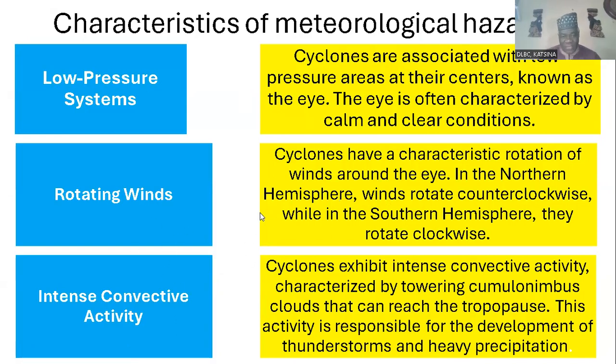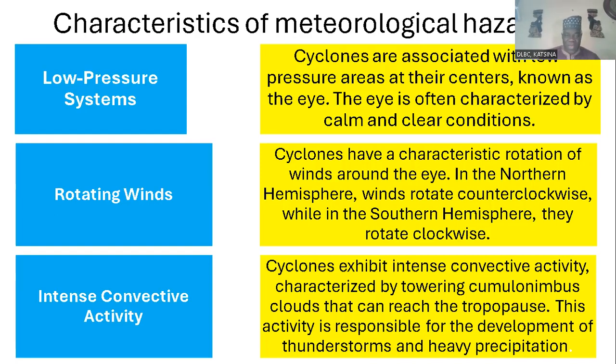Then you have rotating winds. Cyclones have a characteristic rotation of winds around the eye. In the northern hemisphere, winds rotate counterclockwise, while in the southern hemisphere, they rotate clockwise. Then intense convective activity. These are characteristics: low pressure systems, rotating winds, intense convective activity. Cyclones exhibit intense convective activity characterized by towering cumulonimbus clouds that can reach the tropopause. This activity is responsible for development of thunderstorms and heavy precipitation.